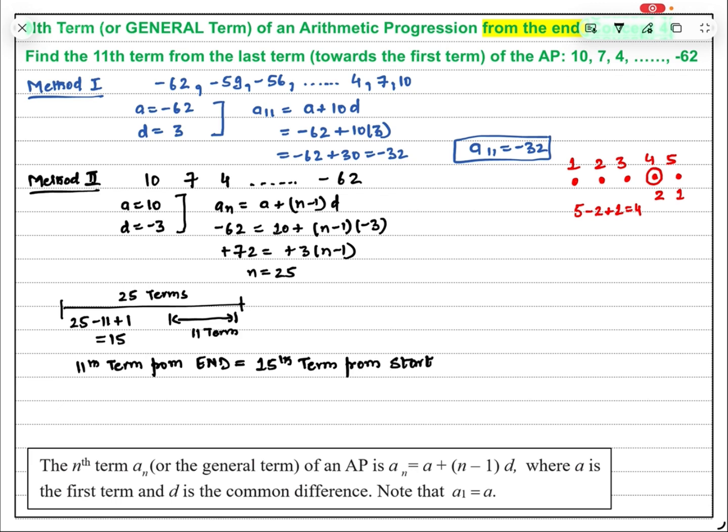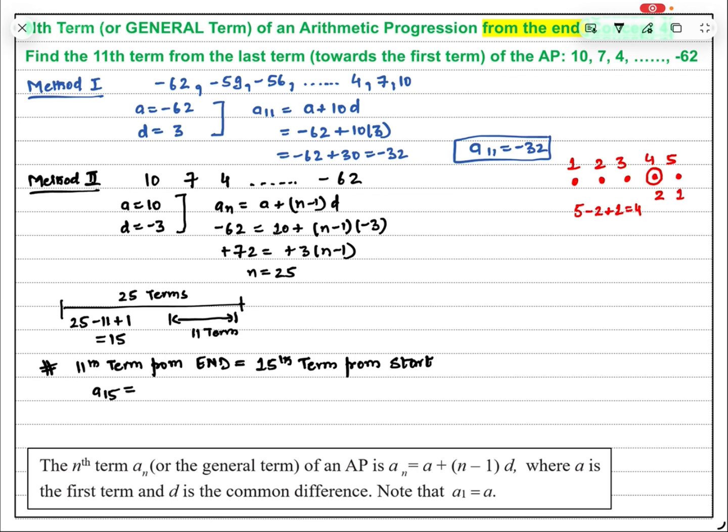It is the 15th term from the start, and this is the key point which you have to apply here. You found that the total number of terms is 25. From the ending, if you have to find the 11th term, it is the 15th term from the starting. So now our job is pretty easy.